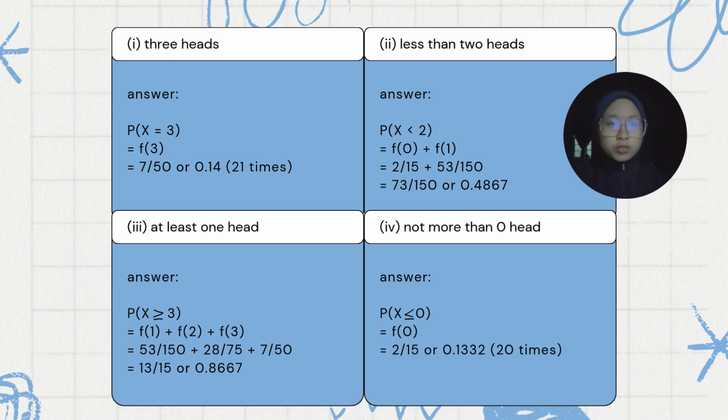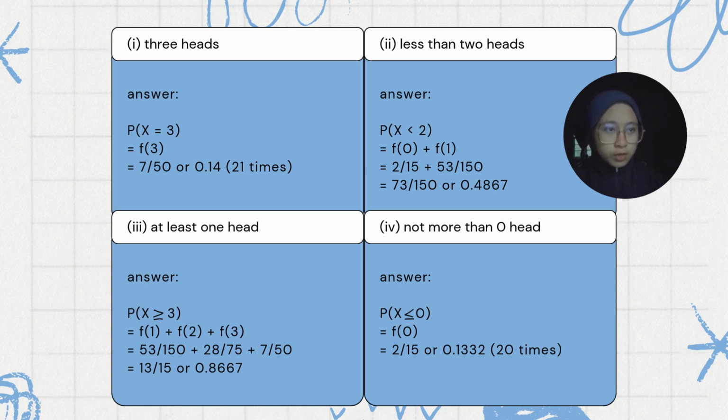First, we want to find the probability of getting 3 heads. We need to write probability X equal to 3. The information already gives that 3 heads appear 21 times, from which we can get the probability of 3 heads is 0.14. Second, we want to find the probability of less than 2 heads appearing.